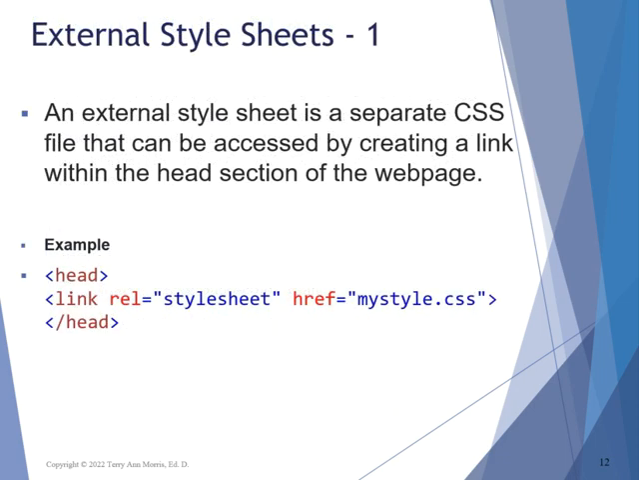External style sheet. An external style sheet is a separate CSS file that can be accessed by creating a link within the head section of the web page. For example, here is the head section of the web page. We have opened the head and we have closed it here. But in between the open and close, we have the link relationship. So we have the link here, rel equals "stylesheet", and we have the href. This actually references the target website.